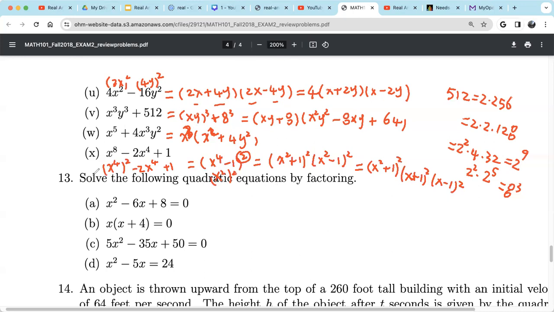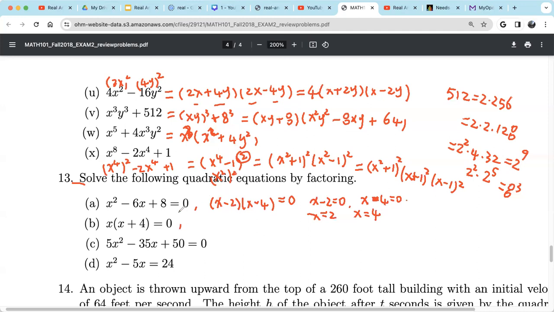Now let's see 13. We want to solve these quadratic equations, right? For the first one, we can factor it, right? So (x minus 2)(x minus 4), right? Because -4 times -2, that's positive 8. -2 plus -4, that's -6. By the zero property, the first factor can be 0, or the second factor can be 0. Solve the first one, we get x equals 2. Solve the second one, we get x equals 4. So 2 solutions, 2 and 4.